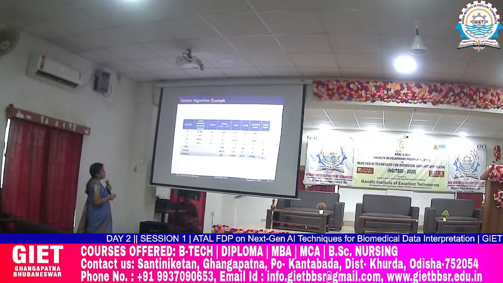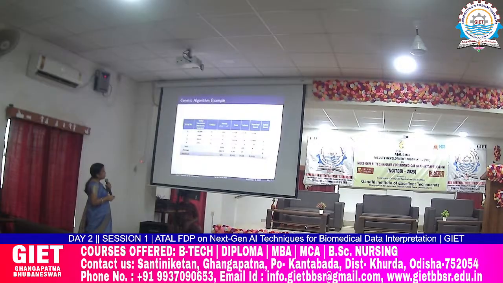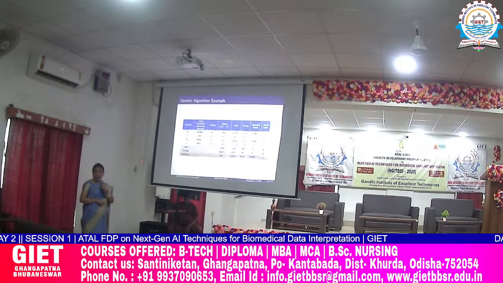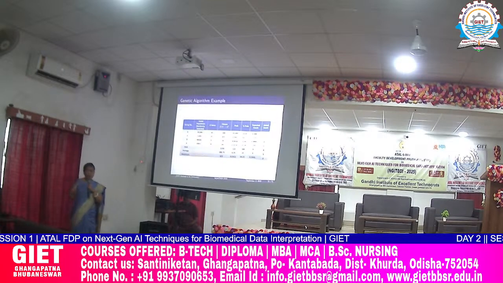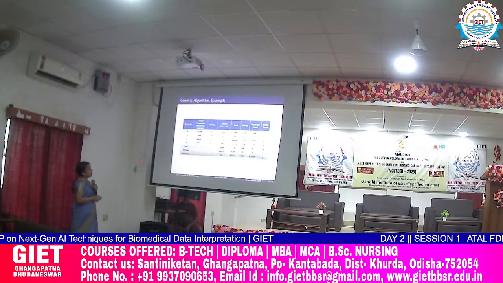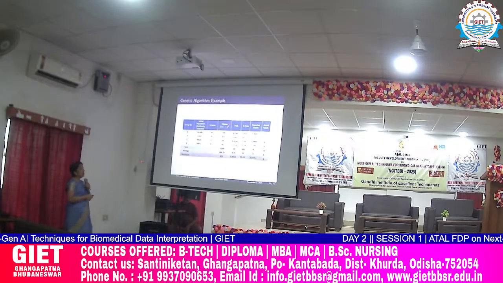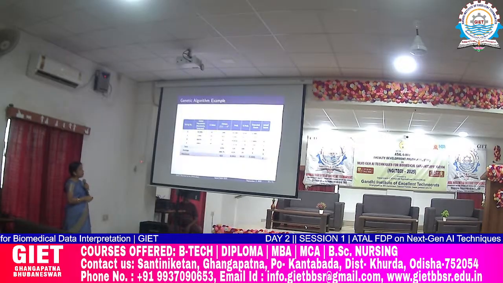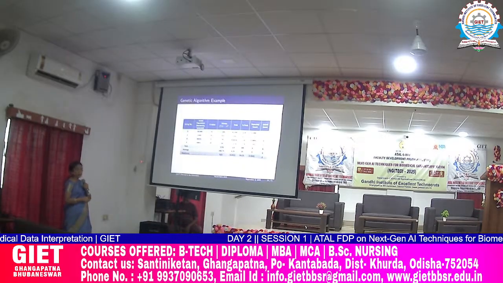What is the binary value of this? 12. Next one is 25. Next is 5 and next one is 19. Our range is 0 to 31, so all are in the range of 0 to 31. Now you calculate the fitness. What is your objective? Maximize x square. So calculate the x square value: 12 square is 144, 625, 25, 361.